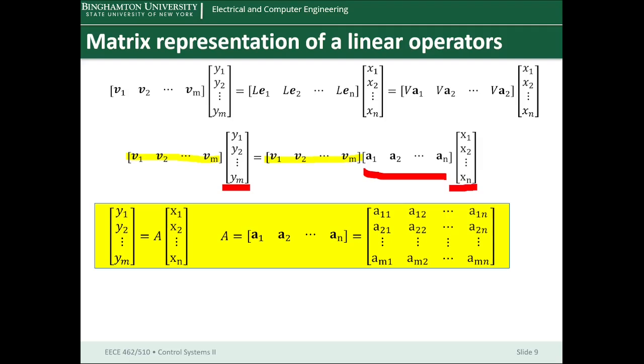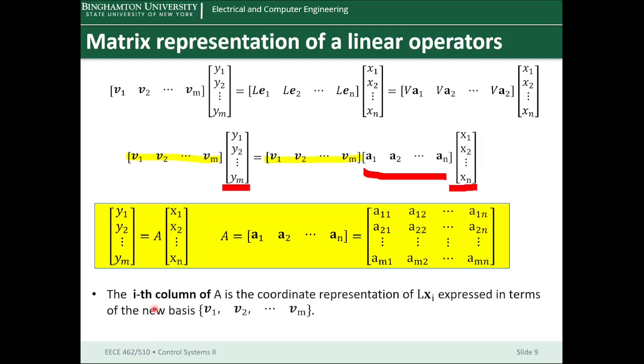expressed in terms of the basis vectors of Y. Each column of A is exactly the coordinate representation of L of ei in the basis of Y. So to summarize, given bases for the domain and codomain, the matrix A represents the linear operator. Once we have A, we can map the coordinate representation of any vector in linear space X directly to the coordinate representation of a vector in Y using simple matrix multiplication.